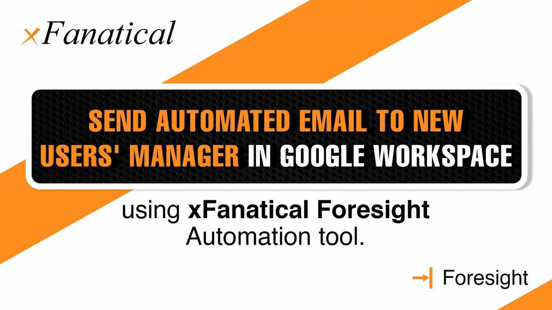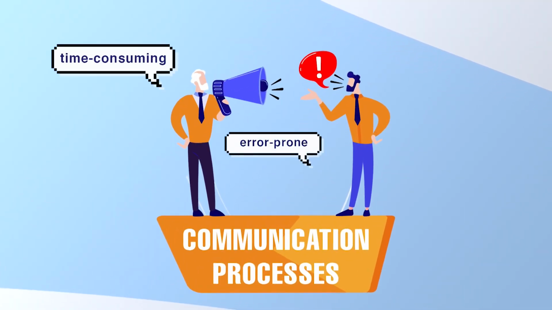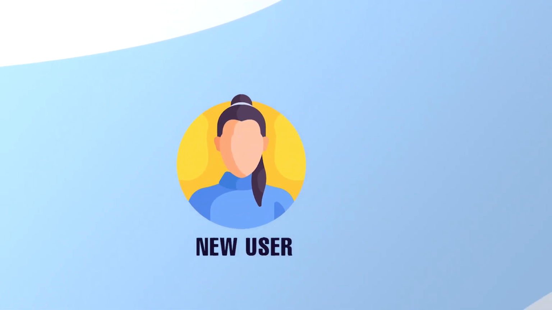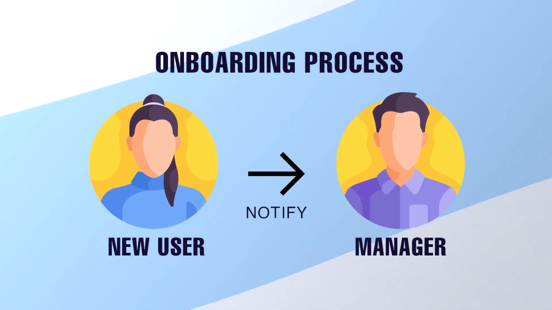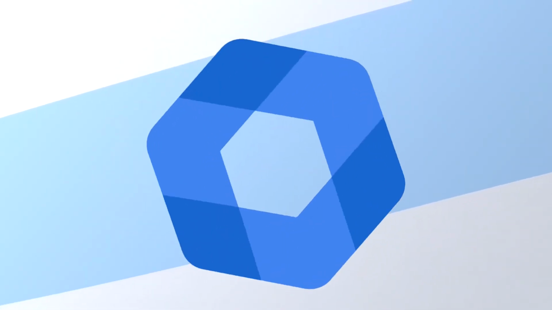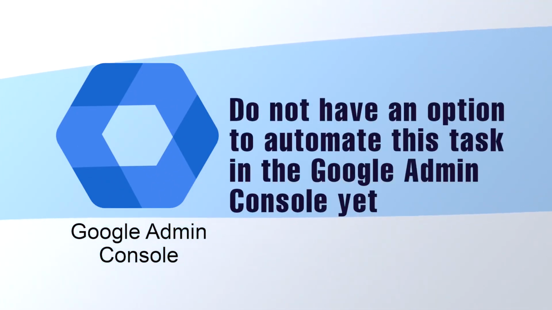In this short video, I will demonstrate how to send automated email to new users' manager in Google Workspace using the xFanatical Foresight automation tool. Traditional manual communication processes can be time-consuming, error-prone, and inefficient. For example, when a new user joins a team, it often requires manual intervention to notify their manager about the onboarding process. Google Admin Console does not have an option to automate this task yet.